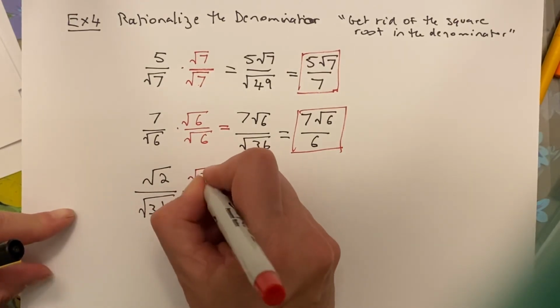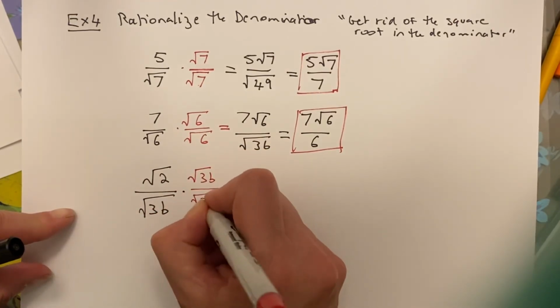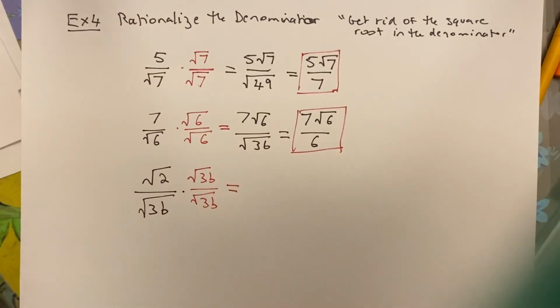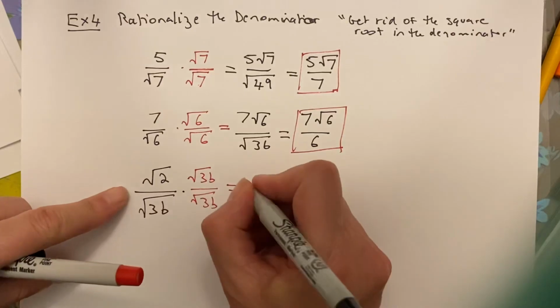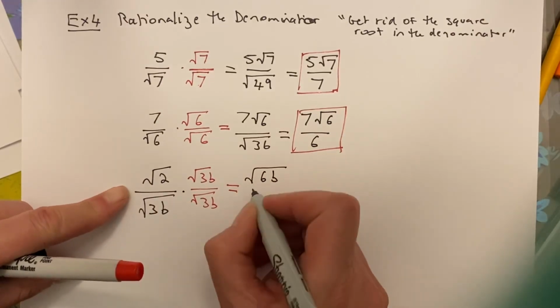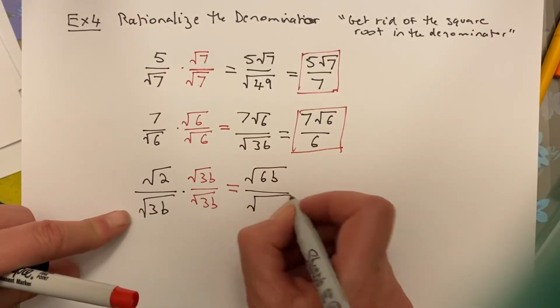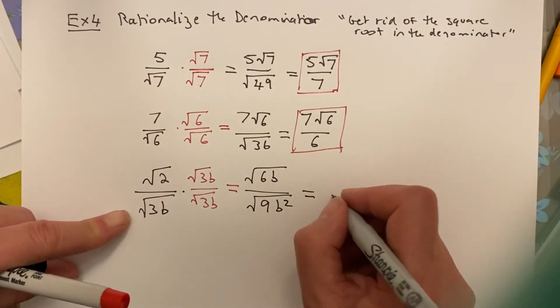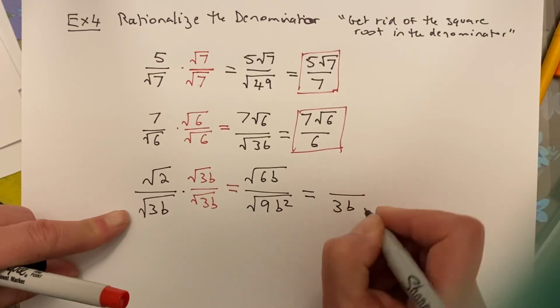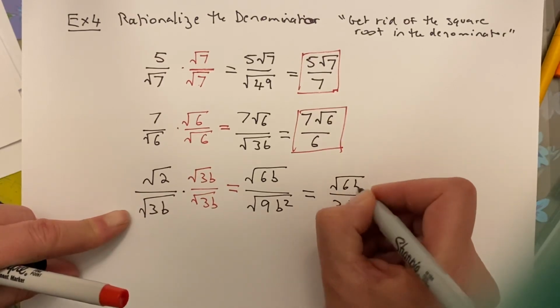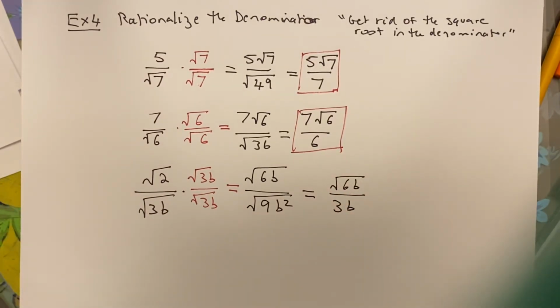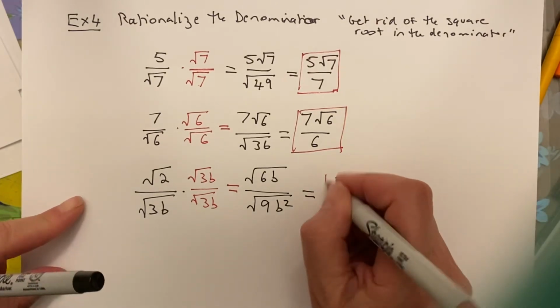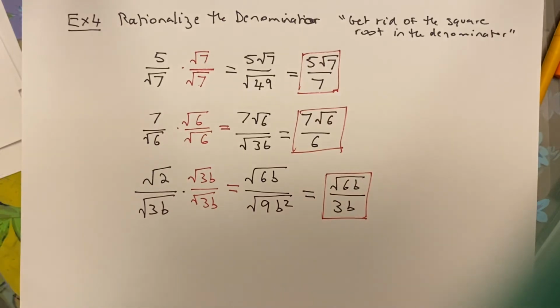So square root of 3b over square root of 3b. And I end up with square root of 6b on top and square root of 9b squared on the bottom, which simplifies to simply 3b, and square root of 6b on top. And so the square root of 2 over the square root of 3b ends up giving me square root of 6b over 3b.